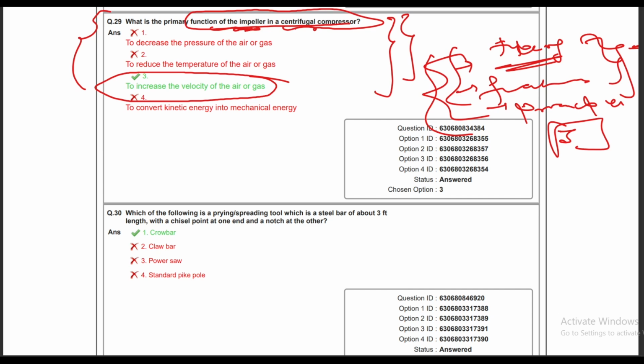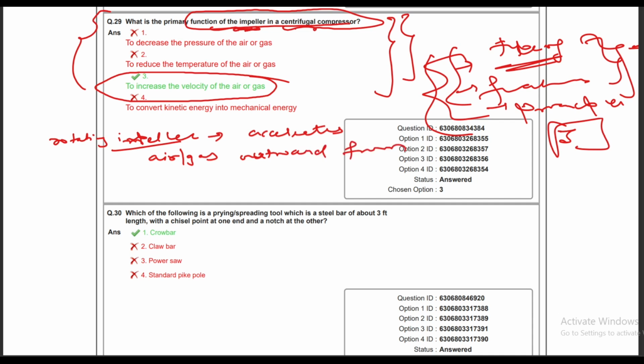So you can note, the rotating impeller accelerates air or gas outward from the center, due to which mechanical energy will be converted into kinetic energy. This increase in velocity is then converted into pressure as the gas or air passes through the diffuser section of the compressor. So it's better if you read more about compressors. Focus on this topic.